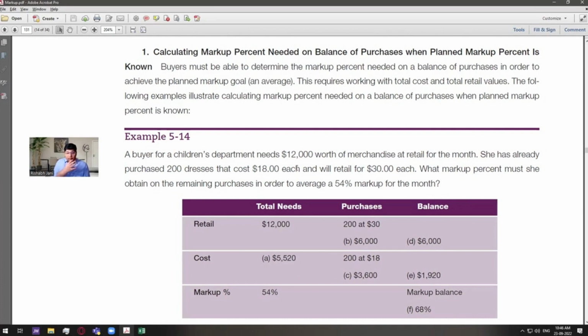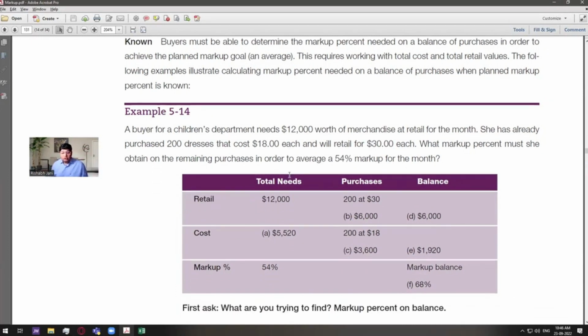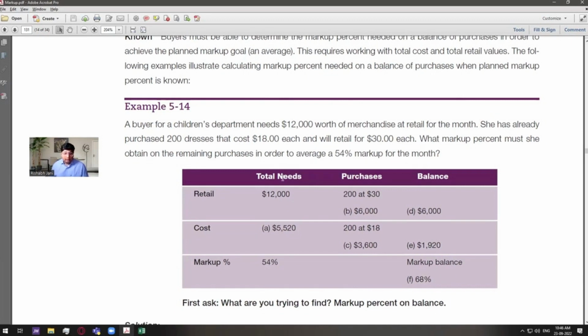Right. So we need to know how much she needs to purchase and how much to mark that up by to get to the goal of 54%. Okay. So that's what we need to figure out. So let's go step by step. I'm going to visually show this to you as well in Excel. So we know what our needs are. We need $12,000 at retail, and we need 54% markup for the month. Those are the two things that we need.